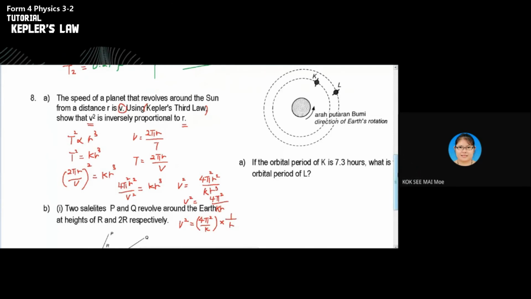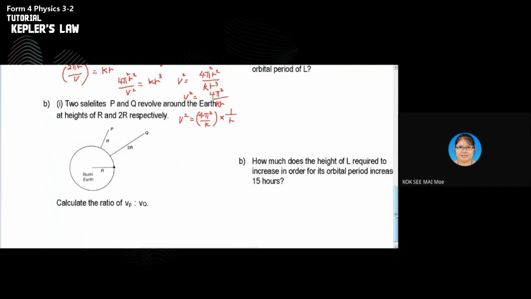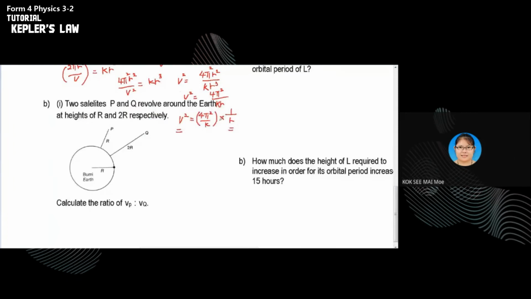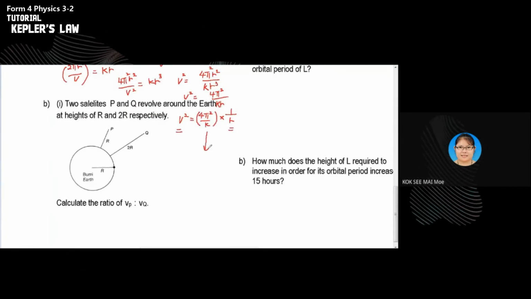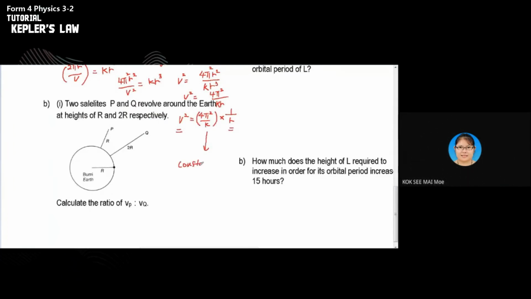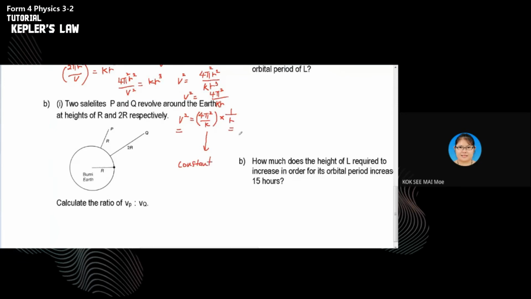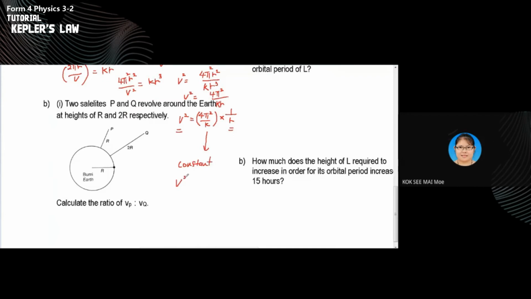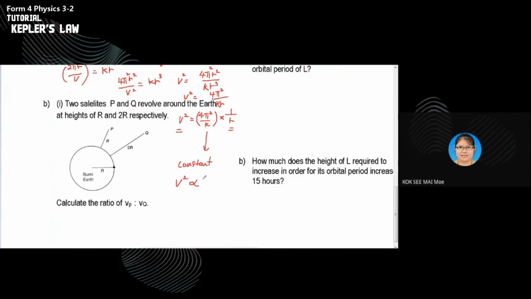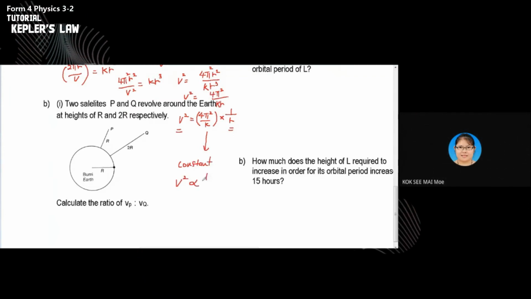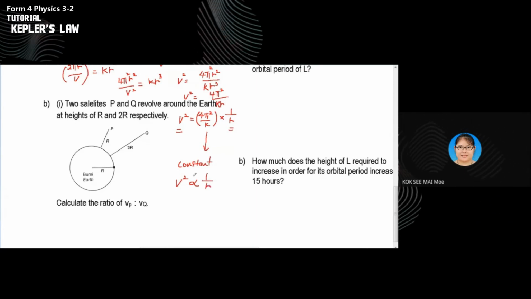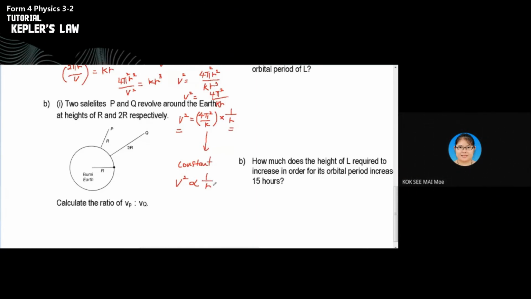Okay, so now you can see clearly. V and R, what's the relationship? This one is a constant number. That means you can say that one is a gradient, you plot your graph. So now V square is directly proportional with 1 over R. So now I can say the relationship, V square is inversely proportional with the R.